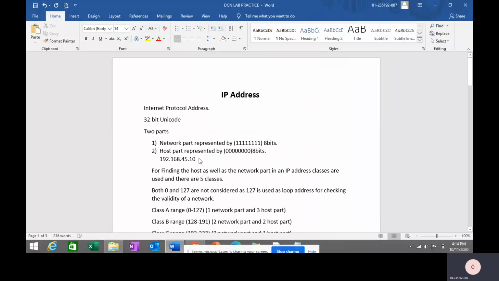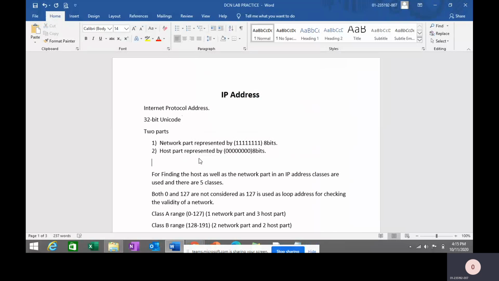So there are two methods, or we can say there are two ways, for determining this. One is determining the range of an IP address, through which we can decide what is the network and host part of that IP address. And the second method is by determining the number of host parts as well as the network parts of an IP address. So how can we determine that?